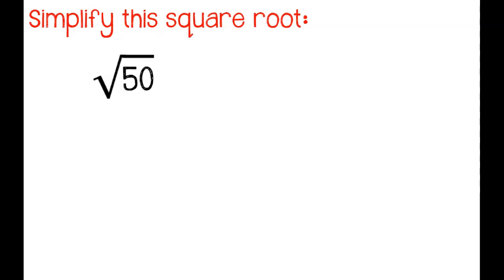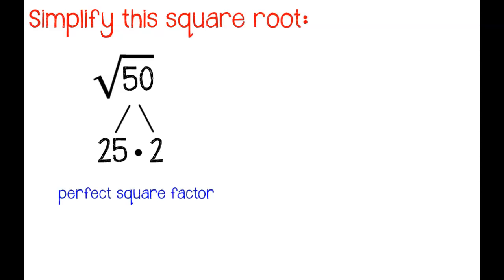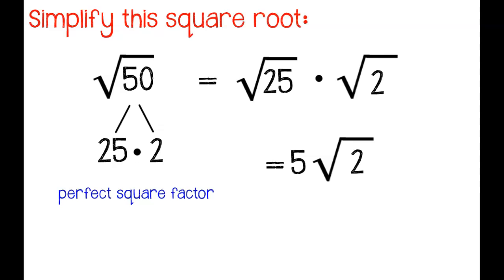Alright, let's try another one. How about the square root of 50? Now, I know that's 5 times 10, but remember, you're looking for perfect square factors, not just any factors. So let's start thinking about our perfect squares. 1, 4, 9, 16, 25. Ah, we found it. 25 times 2 is a perfect square factor. So I can rewrite that as the square root of 25 times the square root of 2, and the square root of 25 is 5. So 5 square roots of 2 is the solution to being simplified, right?